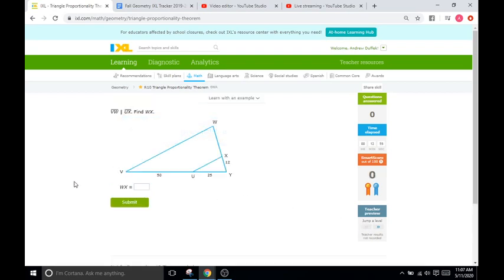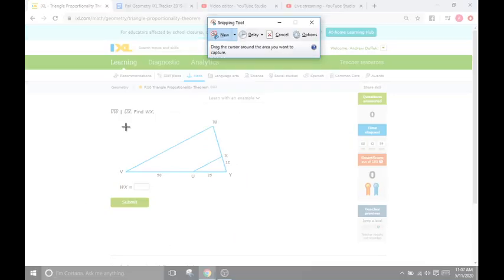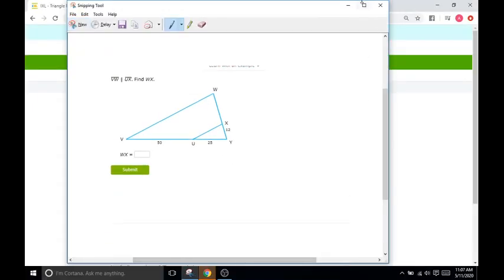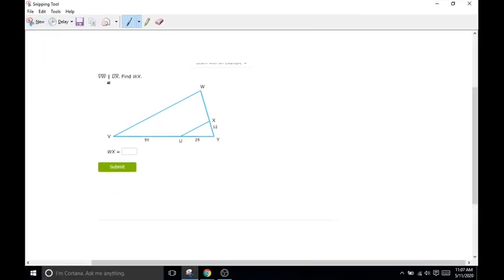Okay, so we're going to start with this problem right here. It tells us that the line VW is parallel with UX. That's what the double arrow means right there, so these two lines are parallel. Now it wants us to find the length of WX, how long this little section is right here.